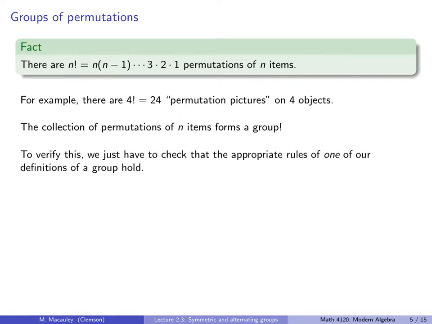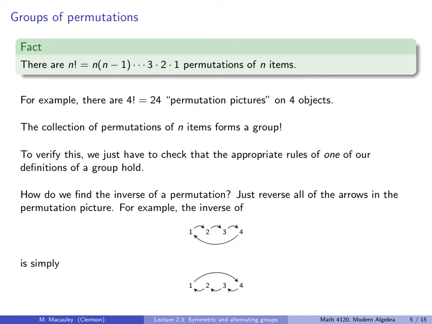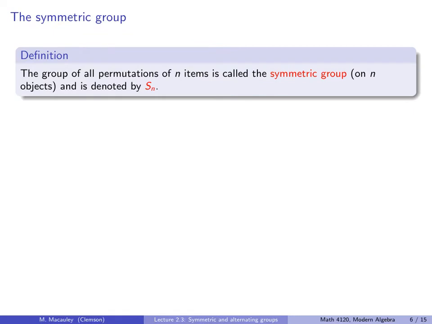So the collection of permutations of n items forms a group. To verify this, we just have to check that the appropriate rules of one of our definitions of a group hold. So how do we find the inverse of a permutation? Well, you just reverse all of the arrows in the permutation picture. For example, the inverse of this permutation is just this one. The group of all permutations of n items is called the symmetric group, sometimes we say on n objects, and denoted by Sn.